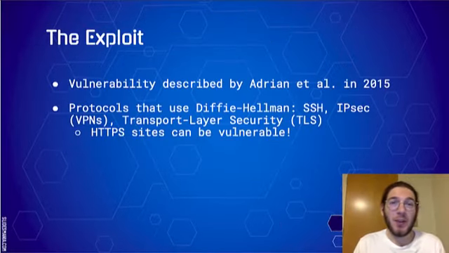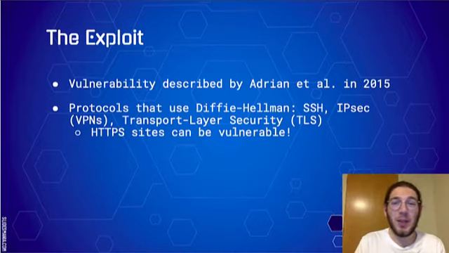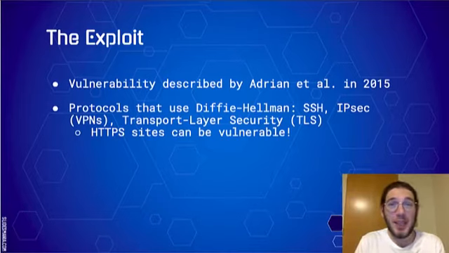So the vulnerability that I'm going to talk about was described by Adrian et al. in 2015 in a paper, and the protocols that use Diffie-Hellman key exchange include SSH, IPsec, which is used by some VPNs, as well as transport layer security. So some HTTPS sites are vulnerable as well.